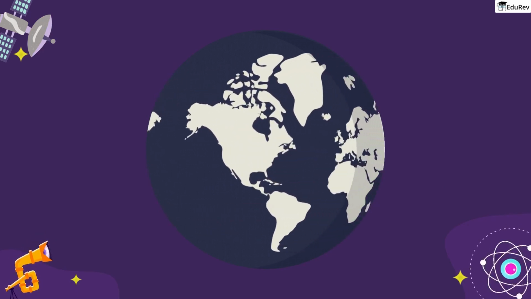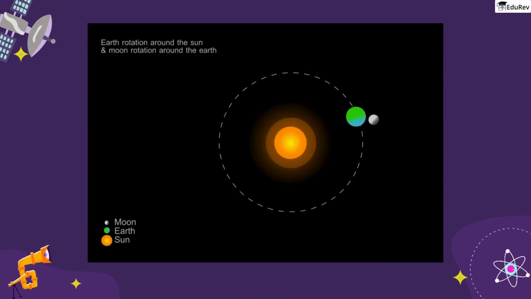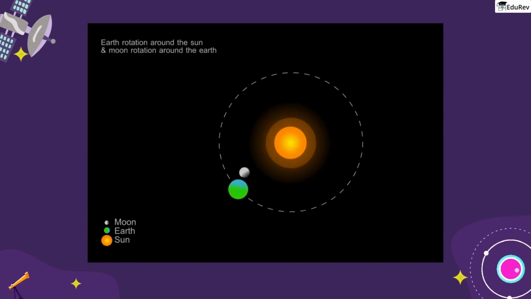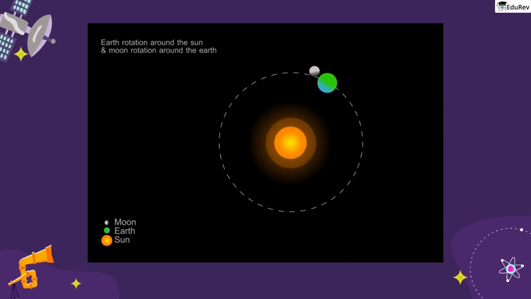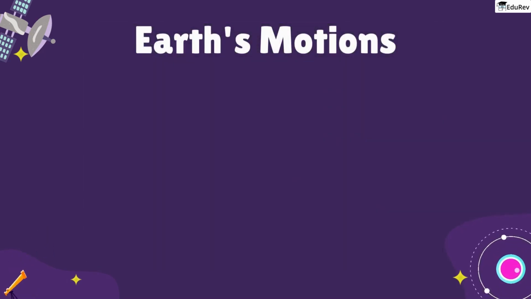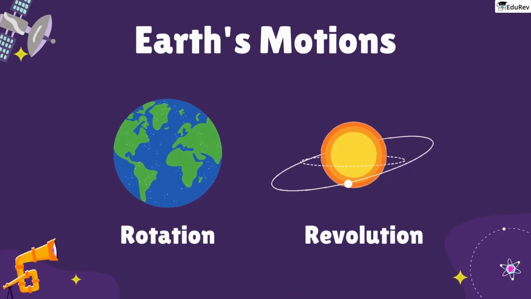But that's not all. The earth also moves in a big circle around the sun. Now, if you think about it, that's a lot of motion going on all at once. But don't worry, we will break it down and make it easy to understand. So, what are Earth's motions all about? Well, it all comes down to rotation and revolution.